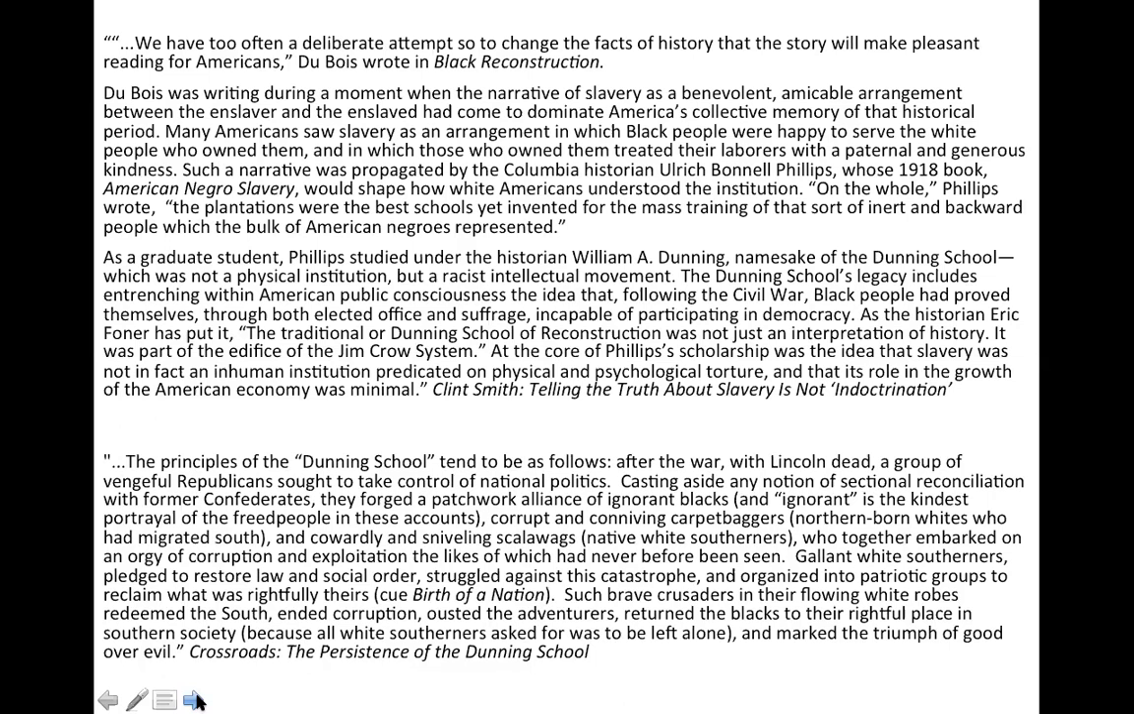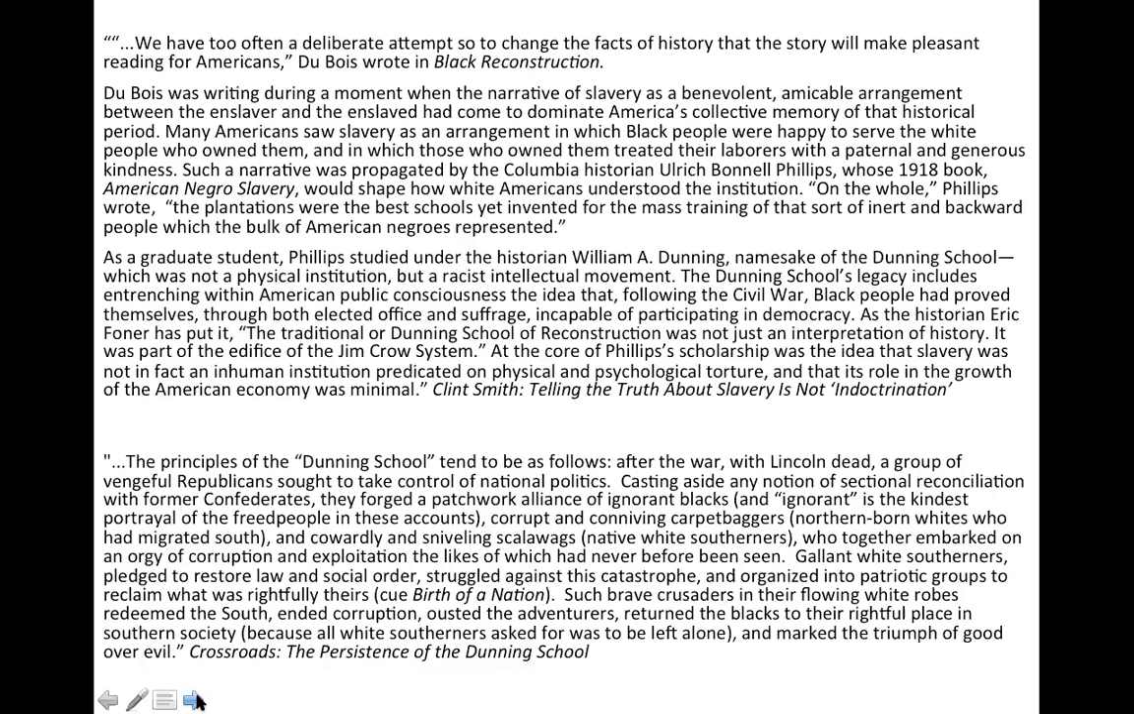He starts off with Du Bois' quote: "We have too often a deliberate attempt so to change the facts of history that the story will make pleasant reading for Americans." Du Bois was writing during a moment when the narrative of slavery as a benevolent, amicable arrangement between the enslaver and enslaved had come to dominate America's collective memory of that historical period. Many Americans saw slavery as an arrangement in which Black people were happy to serve the white people who owned them, and in which those who owned them treated their laborers with a paternal and generous kindness. Such a narrative was propagated by a Columbia historian, Ulrich Bonnell Phillips, whose 1918 book, American Negro Slavery, would shape how white Americans misunderstood the institution.